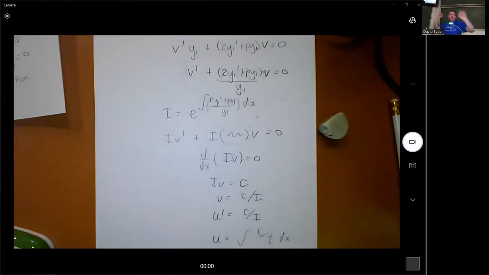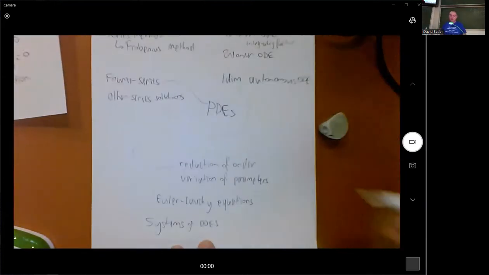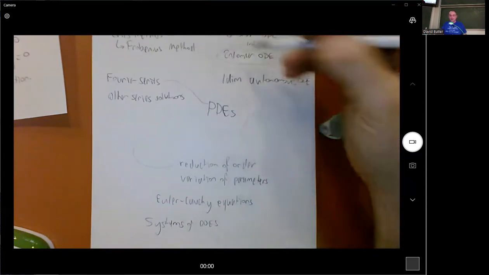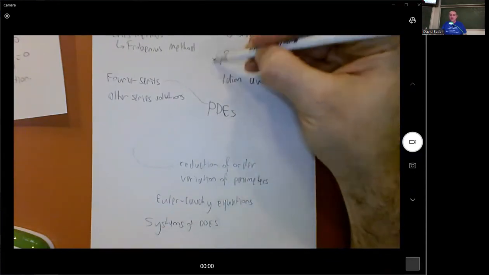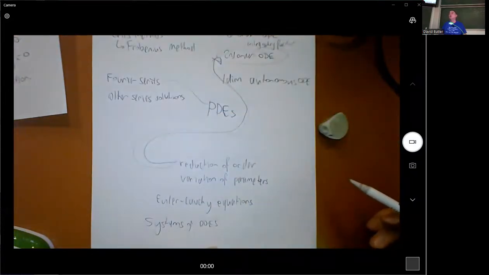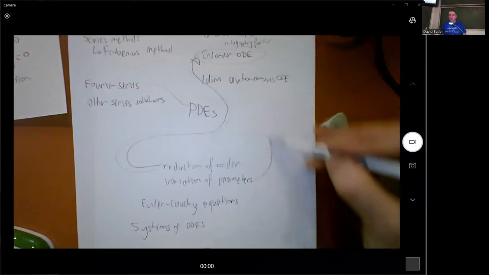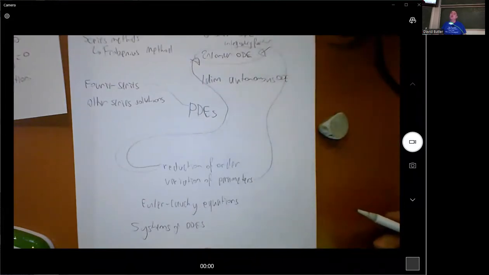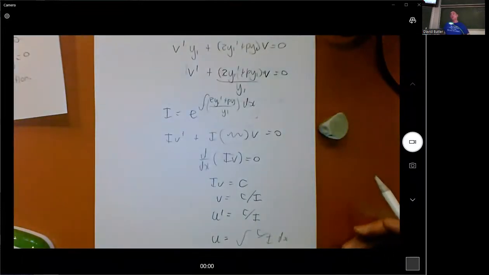Cool. So in my arrangement of the way these things work, for second order ODEs, reduction of order was a way of trying to solve one of the problems that came up while you were trying to solve second order ODEs. And variation of parameters is also a way of solving one of the problems that comes up when you do second order ODEs. It's the problem that you mentioned already.